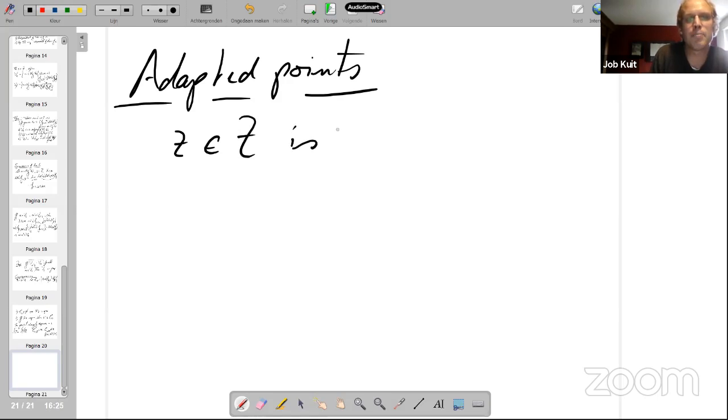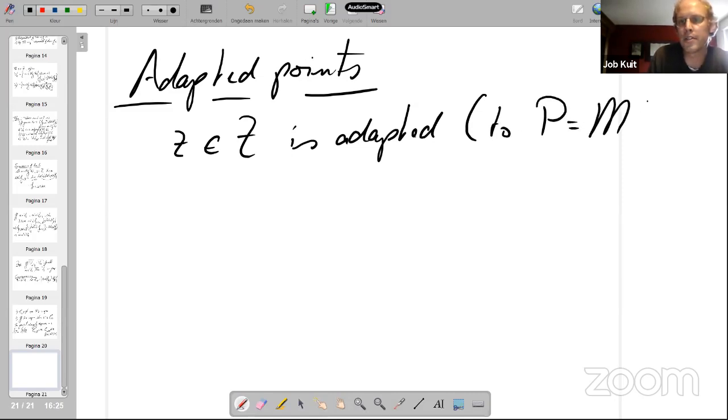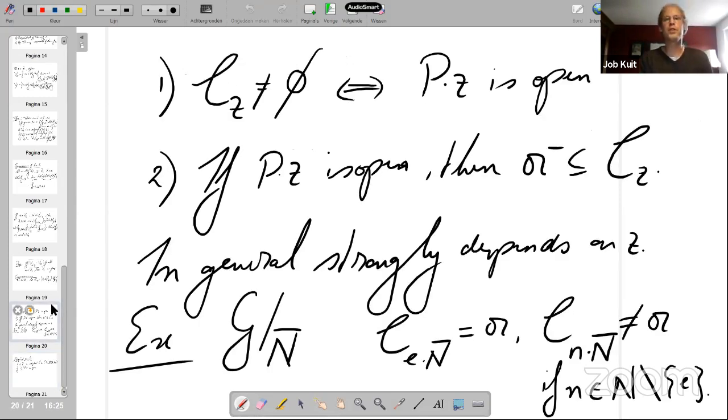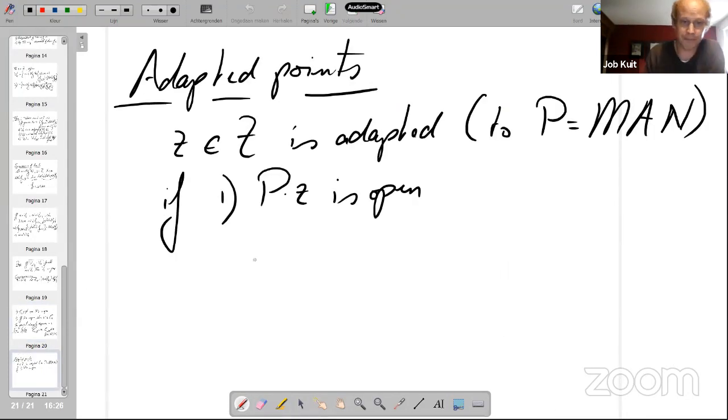A point z in Z is adapted. And here adapted needs to be understood as adapted to the parabolic subgroup and to its Langlands decomposition, in particular to the choice of A, if the following two things hold. So first of all, I want to have a point in the open orbit. So PZ is open. This is the only reasonable thing to do because I want to find a nice compression cone. And if I'm not in an open orbit, then the CZ is empty, so it doesn't make a lot of sense to even look at this.